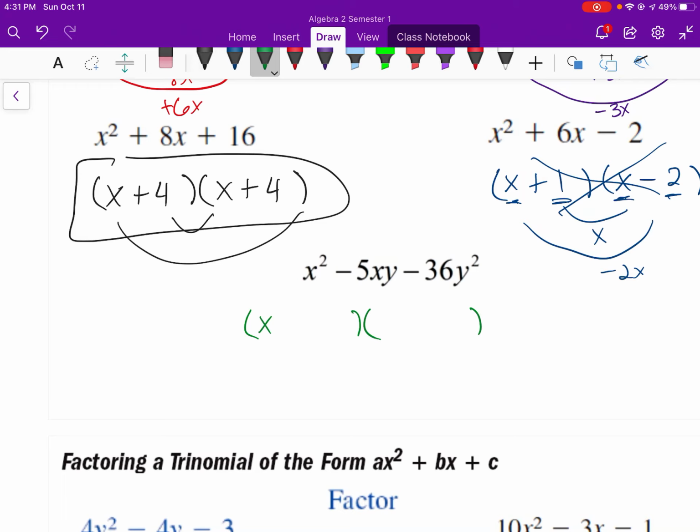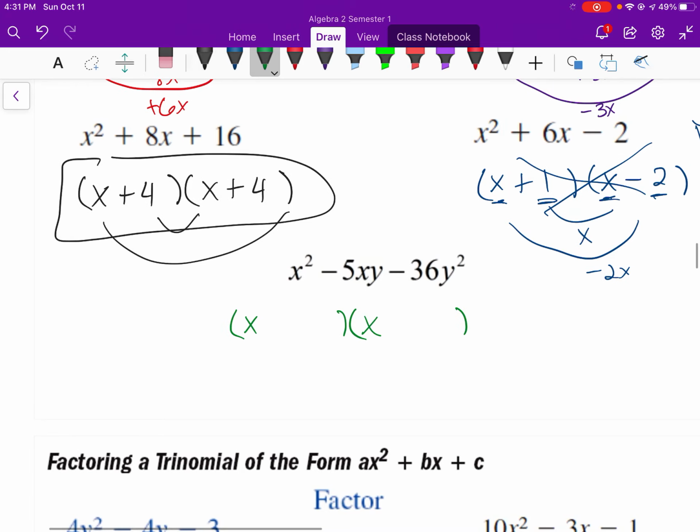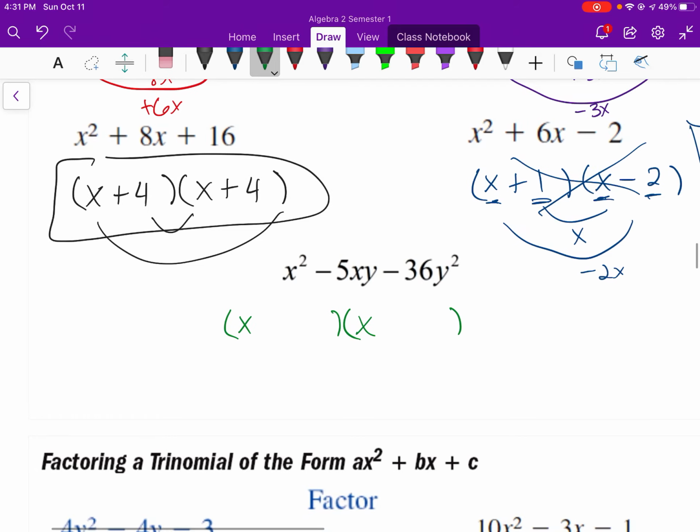How am I going to multiply and get x squared? The only option is x and x. My signs, a negative and a negative. So we're going to have opposite signs. And then I got to think, how can I multiply and get 36y squared? First thing that typically comes to my mind is 6 and 6. But then when I combine the outside and inside, that's going to give me 0xy, whatever it is. So that's not going to work.